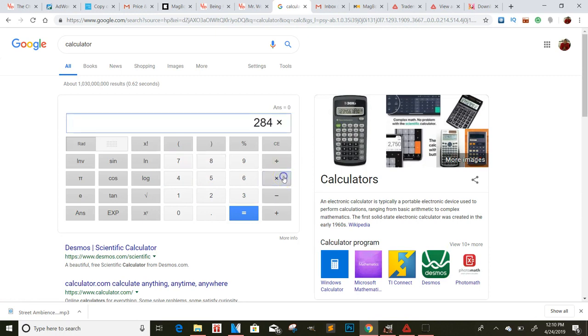$284. Let's say I only traded 3 days out of the week. That's $852 a week. Times 4, that's an extra $3,400 a month. Okay, an extra $3,400 a month, guys.